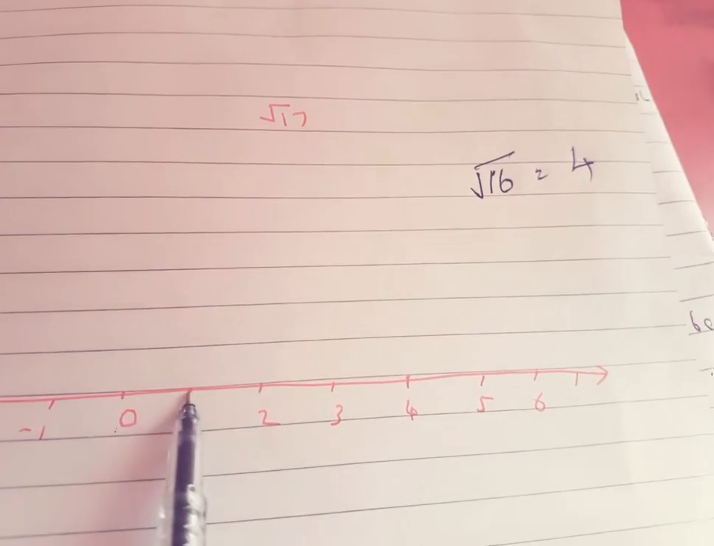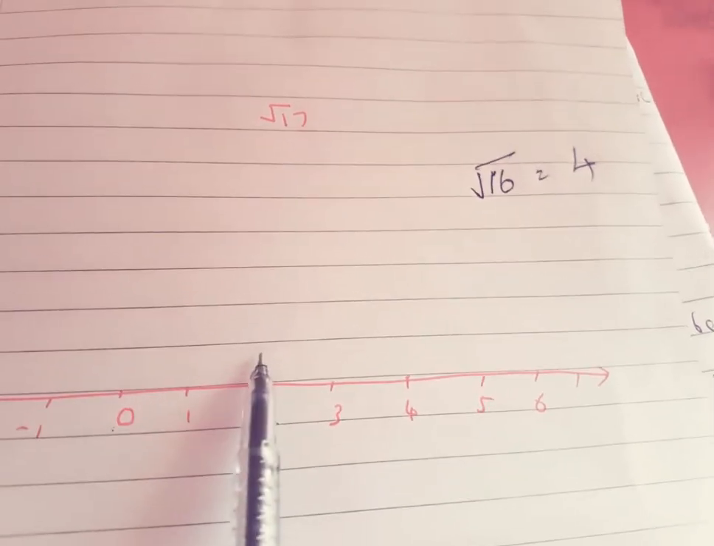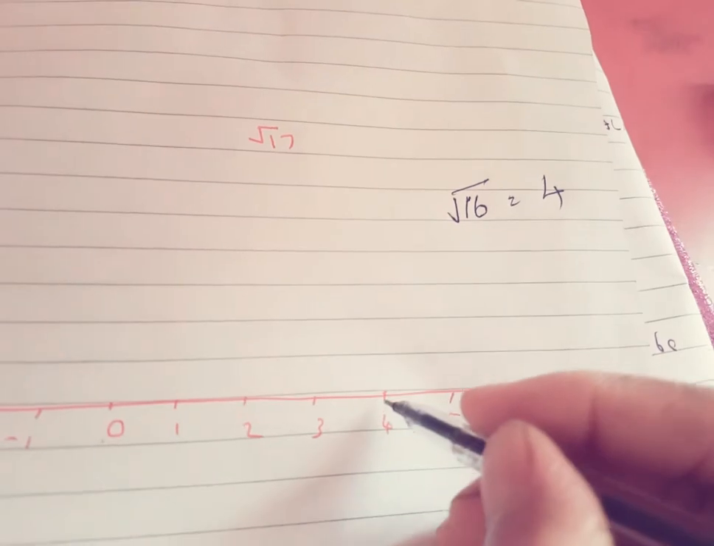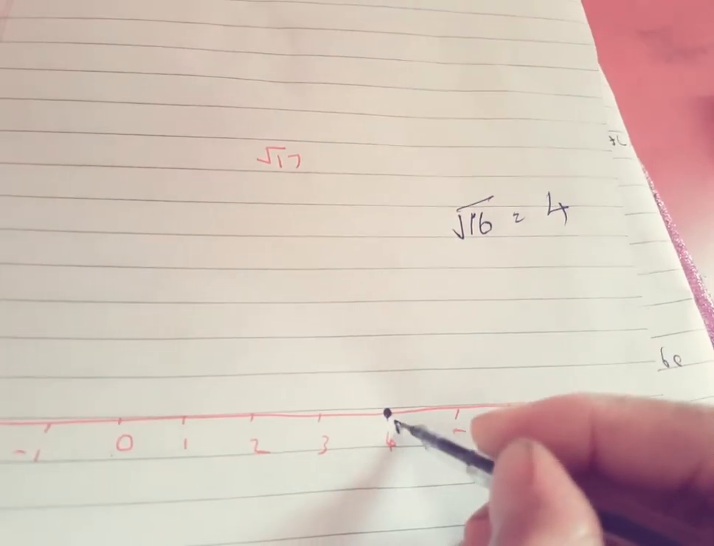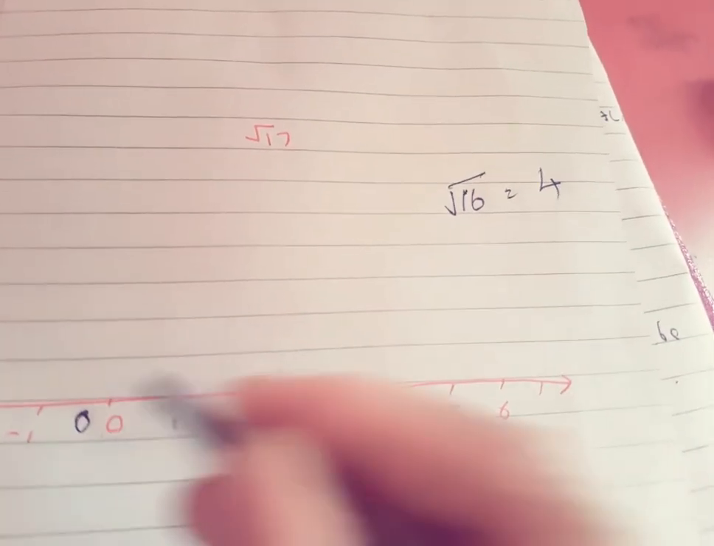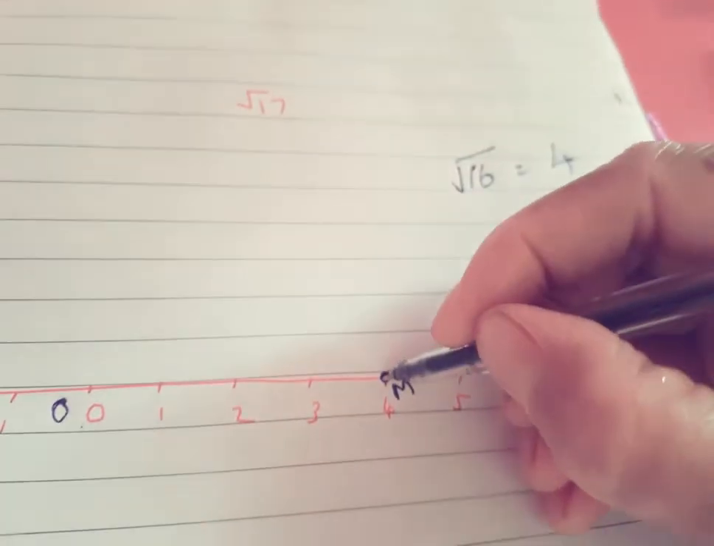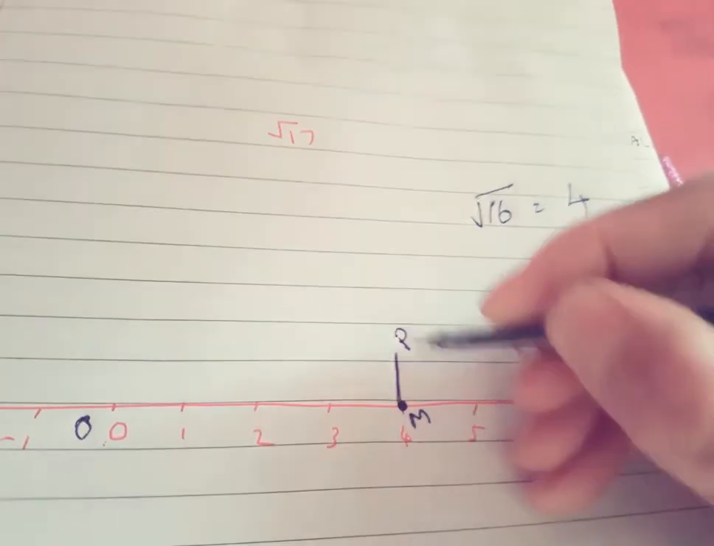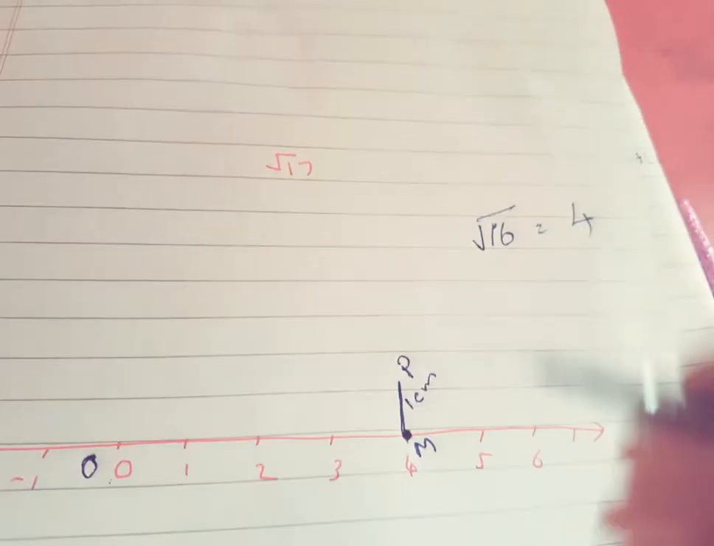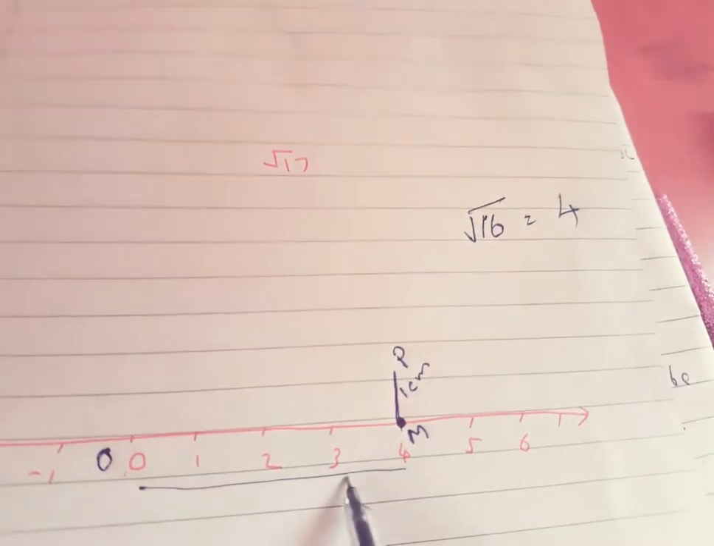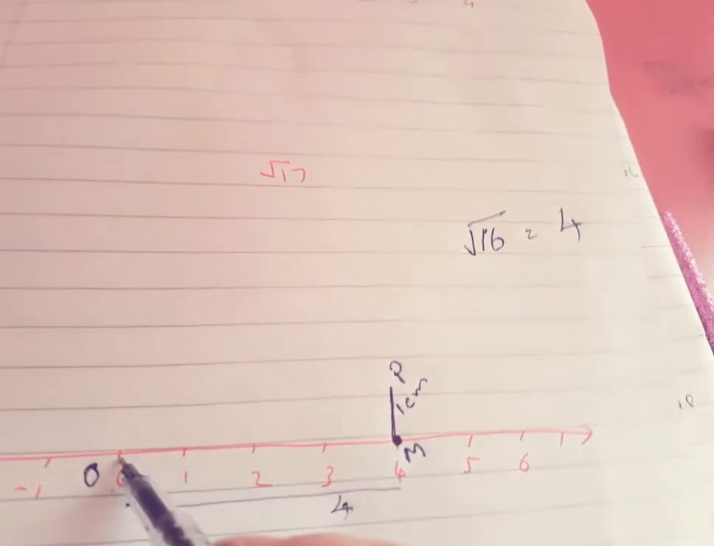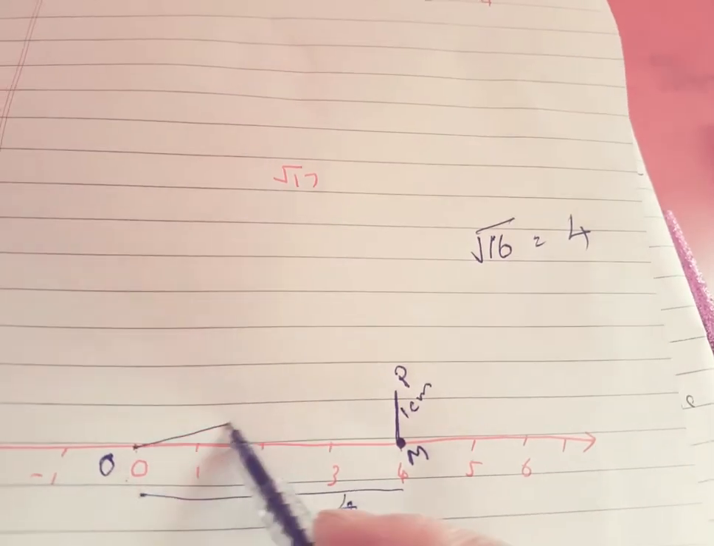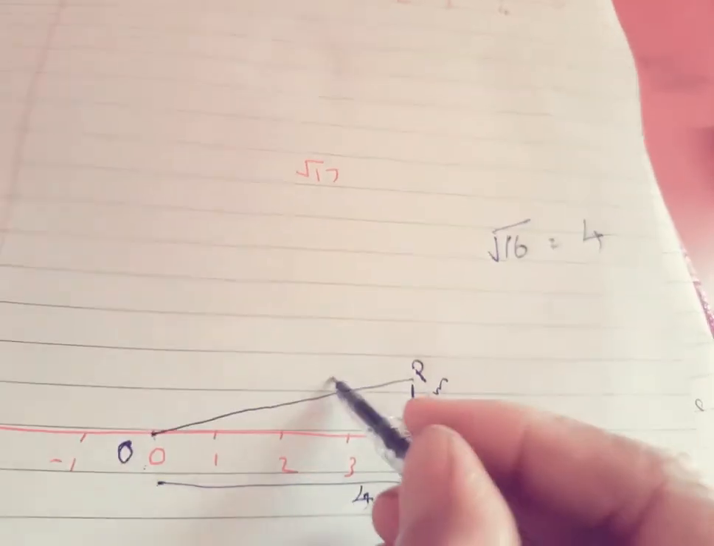So, how will you do? Don't make perpendicular from 1. Don't take perpendicular from 2. From where you will take perpendicular? Mark this as M. Mark the point O as 0. Then make 1 centimeter perpendicular from M. Mark the point P. This is 1 centimeter and this is 4 centimeter. Then join this O to P. That will be your root 17.